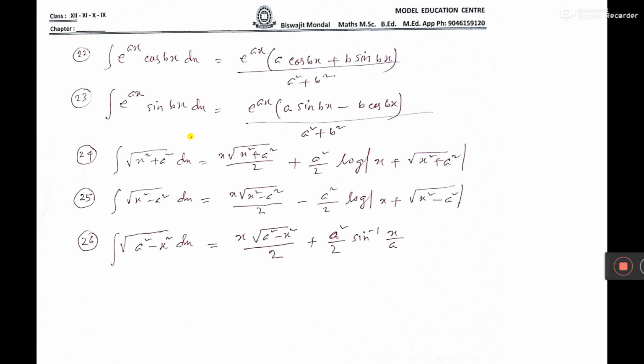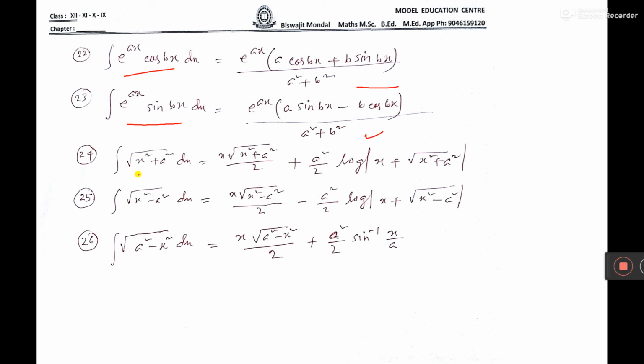More formulas here, you see e to the power ax cos bx dx, that is e to the power ax into a cos bx plus b sin bx by a square plus b square. E to the power ax sin bx dx is equal to e to the power ax into a sin bx minus b cos bx by a square plus b square.